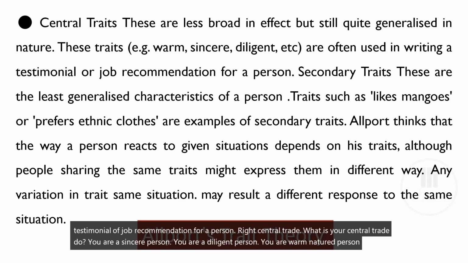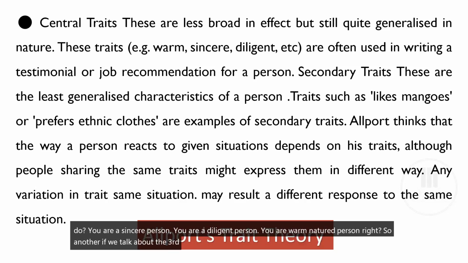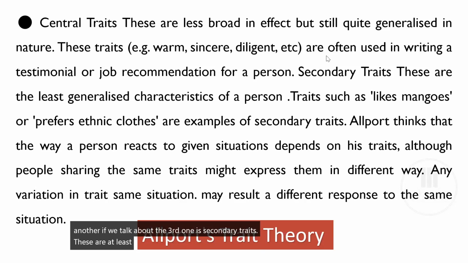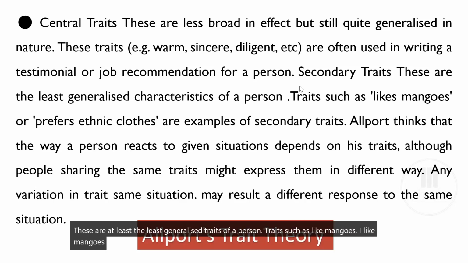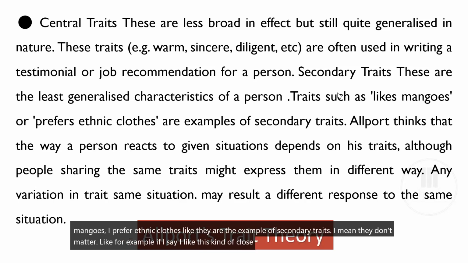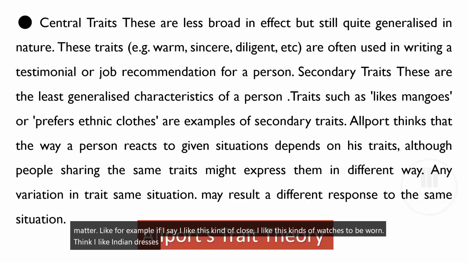So another, if we talk about the third one, is secondary traits. These are the least generalized traits of a person. Traits such as, I like mangoes, I prefer ethnic clothes, are examples of secondary traits. I mean, they don't matter. For example, if I say I like this kind of clothes, I like this kind of watches to be worn, like I like Indian dresses, I like saris, or I like trousers and shirt, Western formal, whatever. So they are the secondary traits.